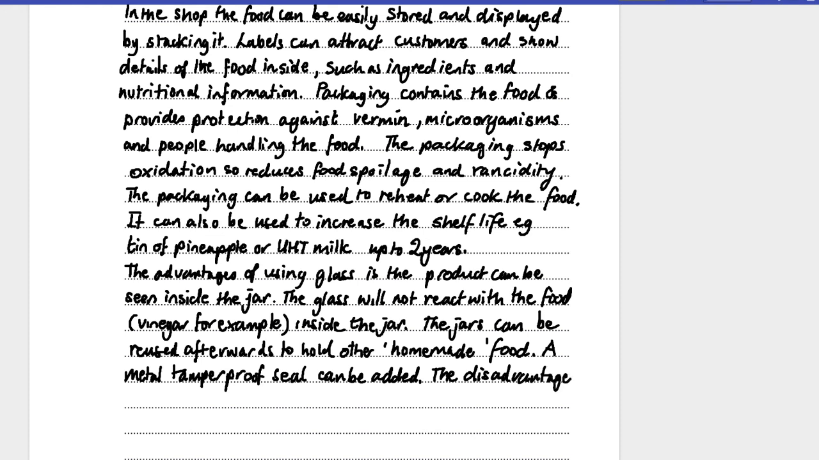Now we're going to change and list some disadvantages. Remember, we need 4 advantages and 4 disadvantages. The main disadvantage of using glass is that although it is see-through and you can see the product, unfortunately UV light can enter the packaging and therefore damage the foodstuffs over time if it's not stored properly.